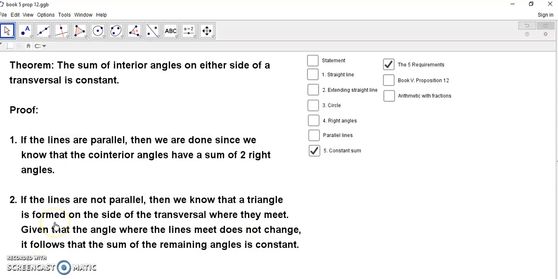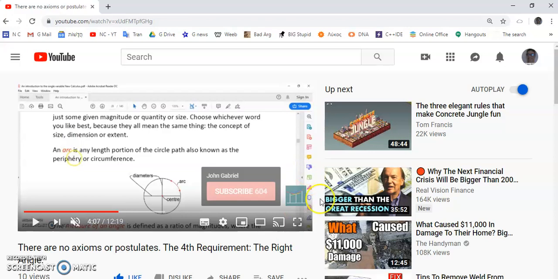So if the lines are not parallel, then we know their triangle is found on the side of the transversal where they meet. And the proof of these things is found in my ebook in the chapter which says there are no axioms or postulates in mathematics.